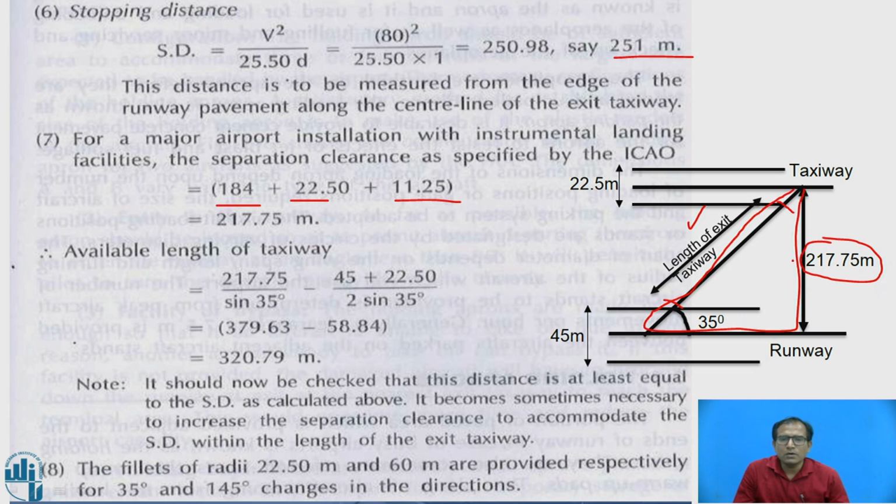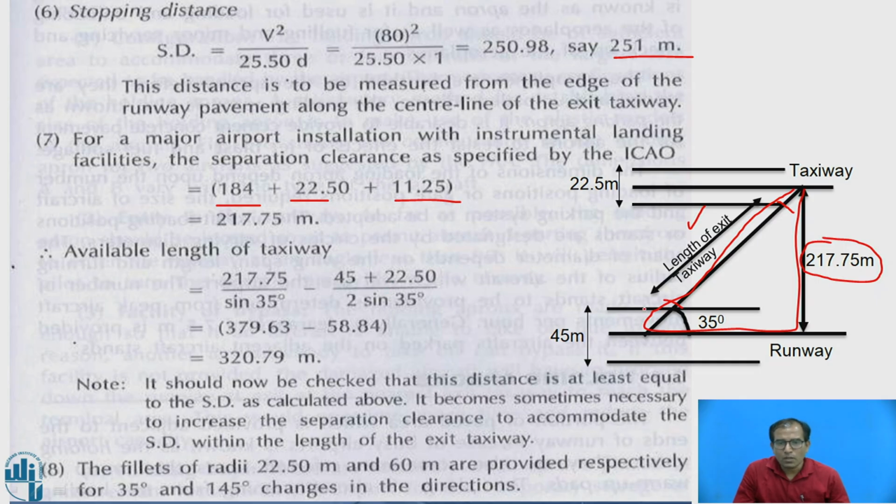So now the opposite component is 217.75 and the angle is 35. Use sine 35, that is sine 35 equal to opposite upon x. So x is nothing but the hypotenuse. So x equal to 217.75 divided by sine 35.